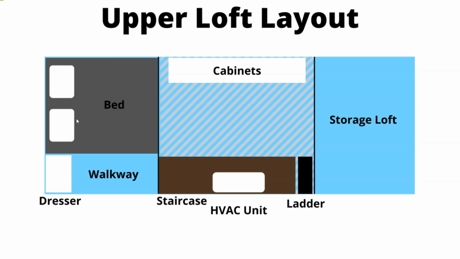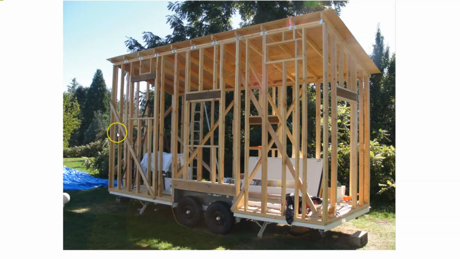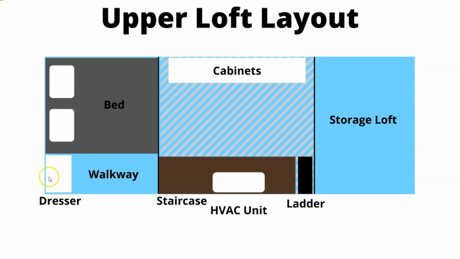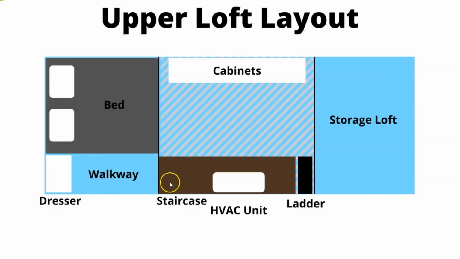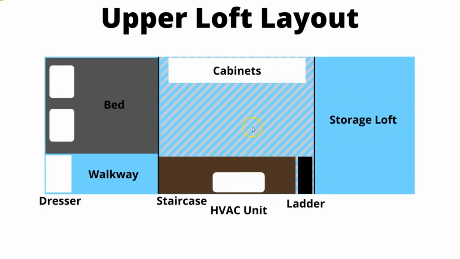As you can see, our walkway is basically right here where my mouse is coming across, and that would allow me to walk on this high side of this slant roof without having to duck to get into bed. I also have a full-size dresser on the end here. So in reality, I can roll out of bed and get dressed in this walkway before heading downstairs, which is something that most people can't do in their tiny houses.